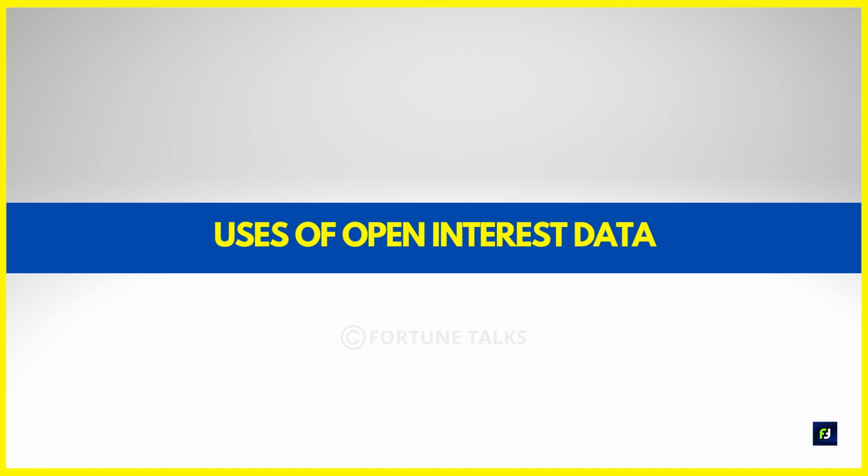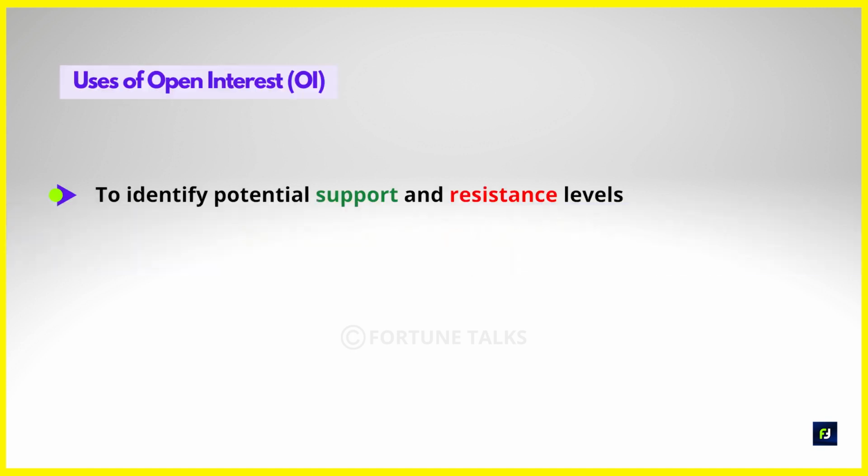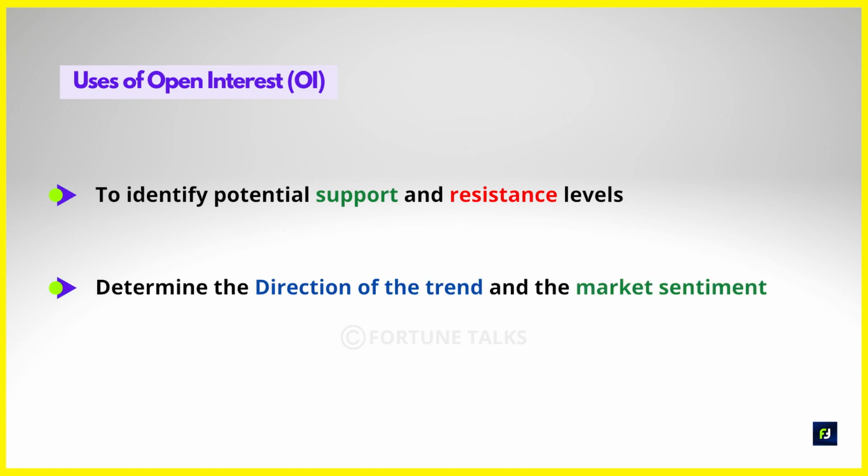There are a few uses of open interest data that you should be aware of. The first one is that it helps to identify the potential support and resistance levels in the market. Further, it also helps to determine the direction of a trend and the sentiment of the market. Now let us first discuss how to identify the support and resistance levels using open interest data.